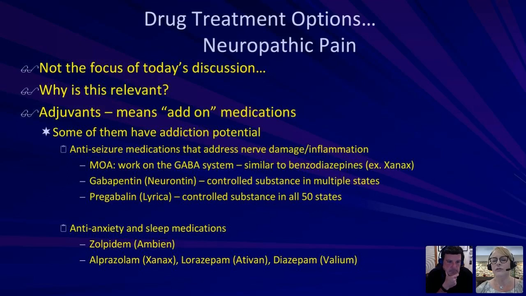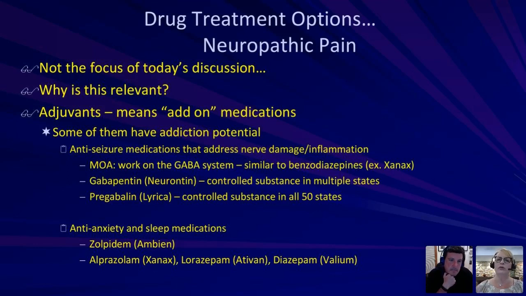It is now a controlled substance in about 7 states, mostly in the southeastern United States, and gabapentin, Neurontin was never a controlled substance federally at all. Now, some states are deciding that it does have addiction potential, and it surely does. Pregabalin, Lyrica, is a baby brother of gabapentin, and that is a Schedule IV controlled substance. We also have anti-anxiety and maybe sleep meds that these patients will be on.